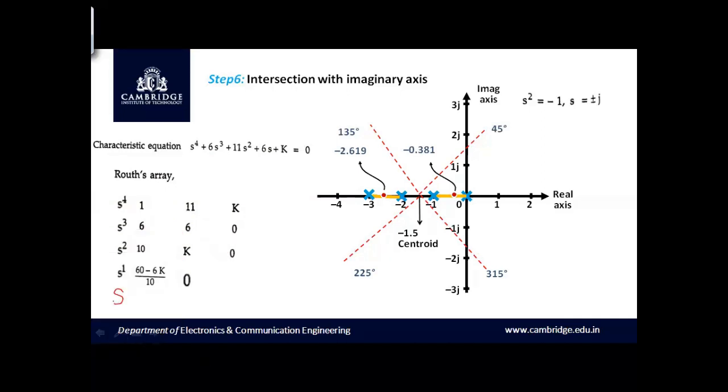Finally, the s to the power 0 row is given by 60 minus 6k divided by 10 into k minus 10 into 0, divided by 60 minus 6k divided by 10. So 60 minus 6k divided by 10 in the numerator and denominator will get cancelled out. Therefore, I get k here.